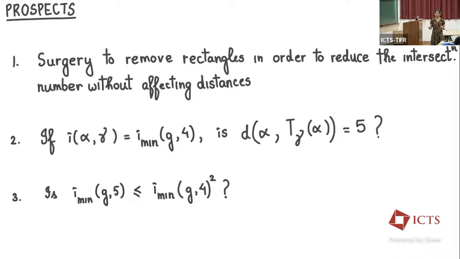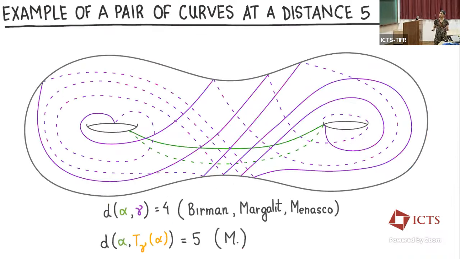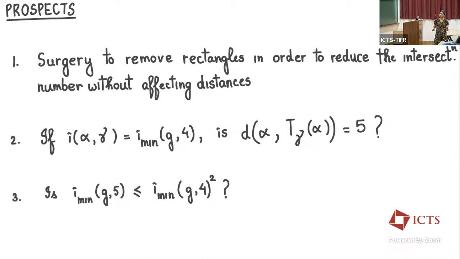So one of the questions that I have in mind is, is there a surgery of curves which will help us reduce these rectangles, yet keeping the distances the same? Also, because these two curves are minimally intersecting at distance 4, the next question I have is, if two curves are minimally intersecting, will this distance always come out to be equal to 5? Because once the rectangles start increasing, I know that this distance will start becoming 6. And another one is, will I mean of g comma 5 be bounded above by the square of I mean of g comma 4?